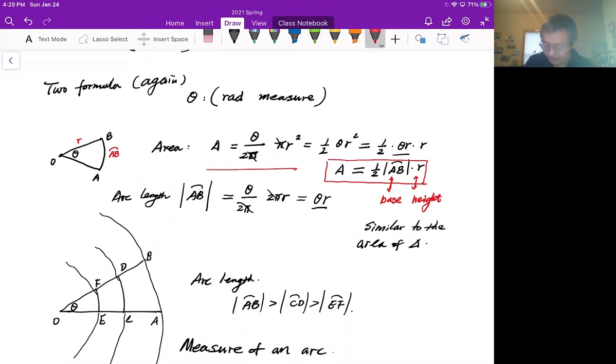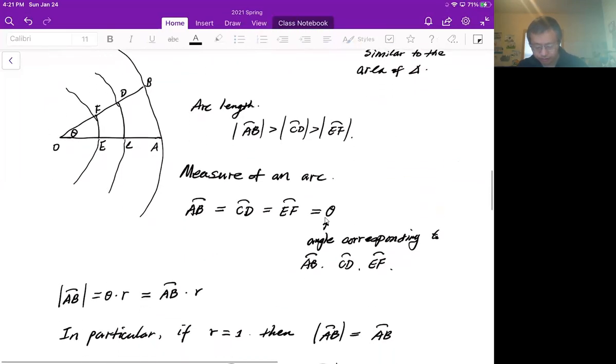And then I can also rewrite that. I like this kind of formula. This one is like 1/2 times the base and times the height. The base just means it's arc length AB. Height just means the radius. So that's similar to the area of the triangle, that we did many times some time ago. So that's the area. And then we also have the arc length. The arc length is the angle times the radius. And we give you the definition of the following.